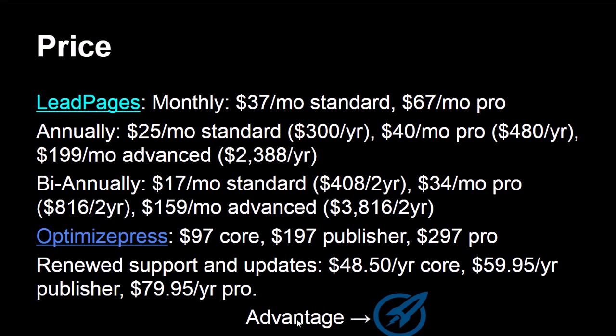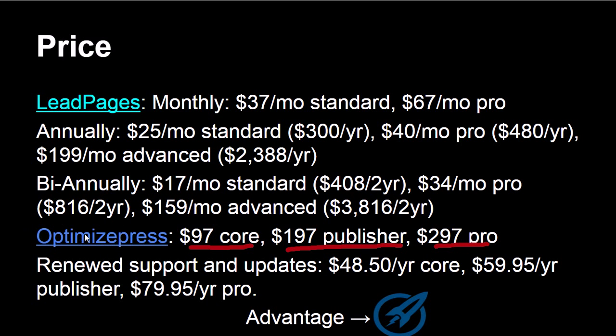So it's fairly pricey, and Optimizepress is a $97 one-time payment for the core. Core is for like 2 websites, and then you've got $197 for the publisher and $297 for pro. As far as that goes, you really don't need any more than core. Publisher and Pro are for a little more, if you have a ton of websites, or membership websites or product websites, things like that. But these are all one-time payments, so you can save a lot of money with Optimizepress just on that alone.